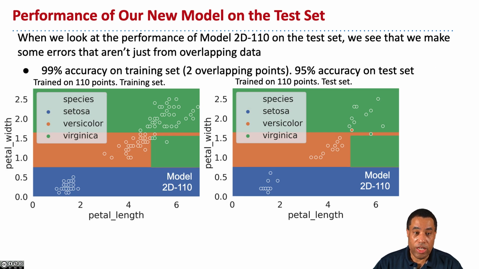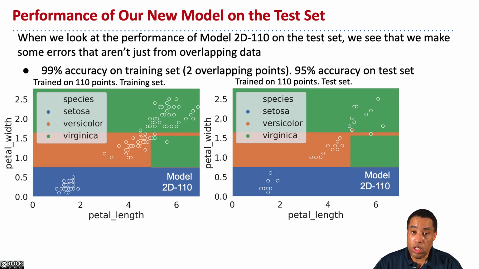So now let's see what our performance is going to be. Again, on the left, we have trained on 110, and on the right, we have our test set for the results. The decision tree obviously is the same because we're using the same decision tree on training as we are on testing. That's the whole point. But what we see on the training set is that we get 99% accuracy. There actually are two overlapping points.